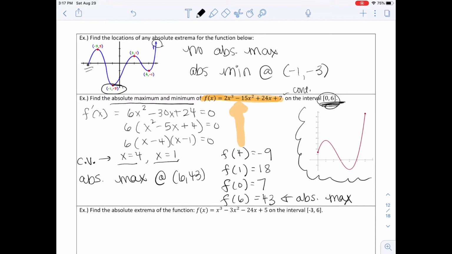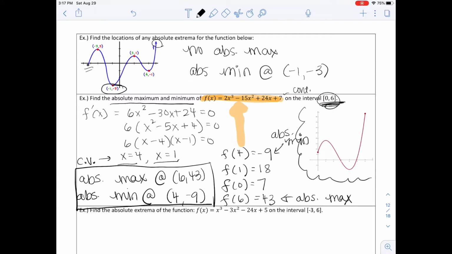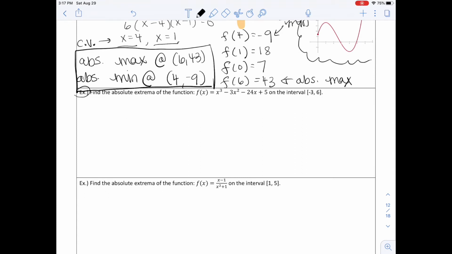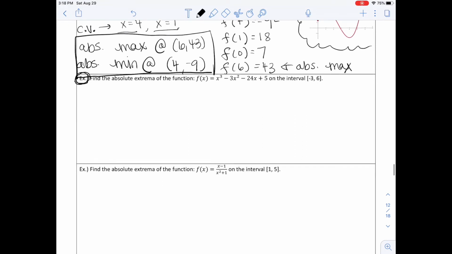Then to determine our absolute min, we need to find the smallest y value that we have, and that is at negative 9 would be our absolute min. And our absolute min is going to occur at (4, -9). So again, you can only use this method if you are dealing with a continuous function and it's over a closed interval. The next example that we have, we're going to go ahead and circle, and we will work on that one together in class.